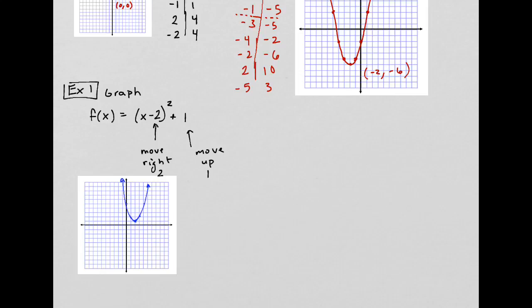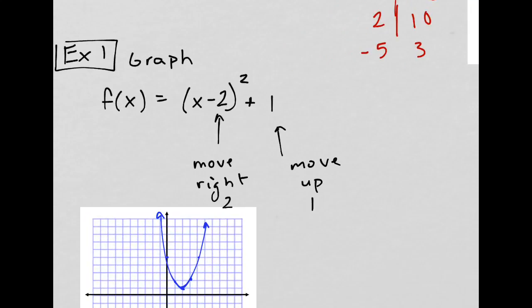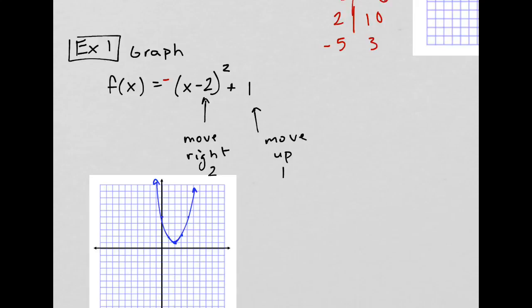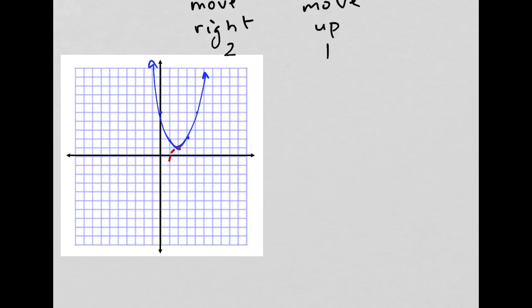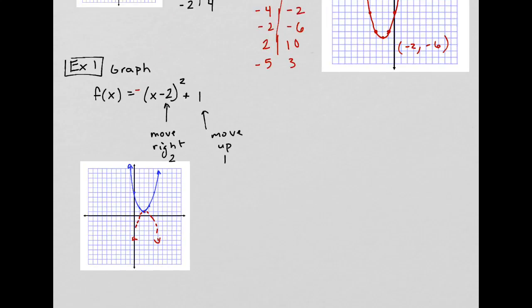If I have that negative, what do you think happens? It opens down. Same exact stuff, except it opens down. If I had a negative, so the switch is, if I have that negative in front here, then it would just open downwards. Do we understand that?